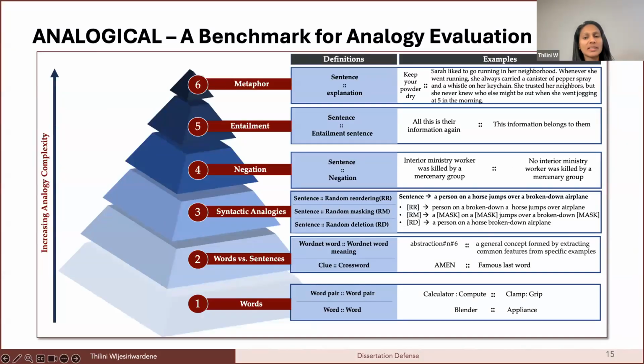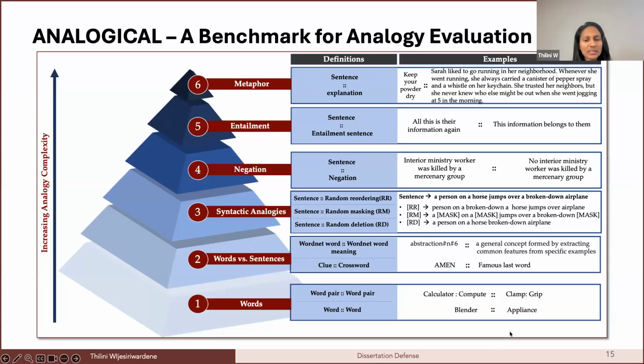So let me present this analogical taxonomy. This is a structured framework that organizes analogies by increasing complexity. So as we move up this pyramid, analogies become progressively more challenging along three key dimensions. One involving more words. So you have more words at upper levels than level 1 or 2. And upper levels require greater compositionality because you have sentences and paragraphs. And then they depend on increasingly abstract relations as you go up. So I'll talk about this later in my work also.